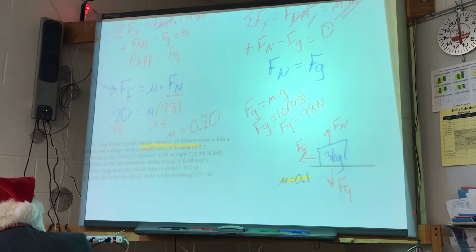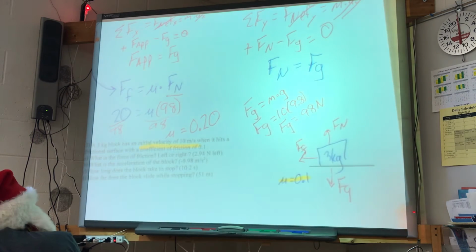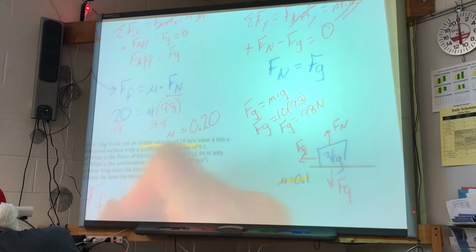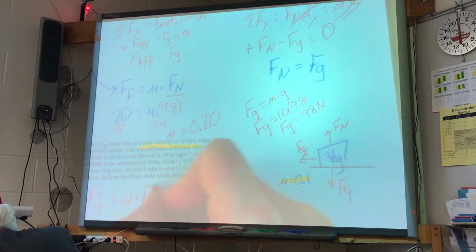So what is the force of friction? Well, there's 2 ways we can find force of friction. We could sum up my forces in the x direction and set it equal to mass times acceleration, which we don't know yet. Or we could use its own special equation that says force of friction is equal to mu times our normal force.